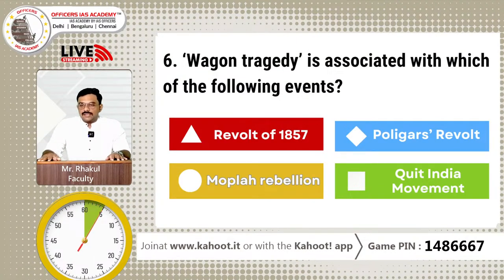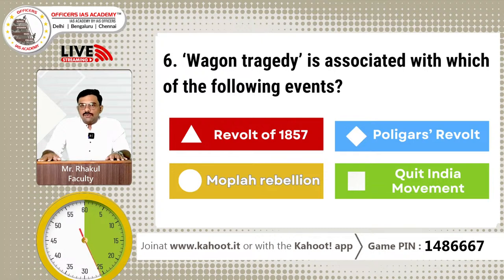Question number 6, it is about modern Indian history. Wagon tragedy is associated with which of the following events? It is a 30 second question. Option A is revolt of 1857. Option B is Polygar's revolt. Option C is Mopla rebellion. Option D is Quit India movement.